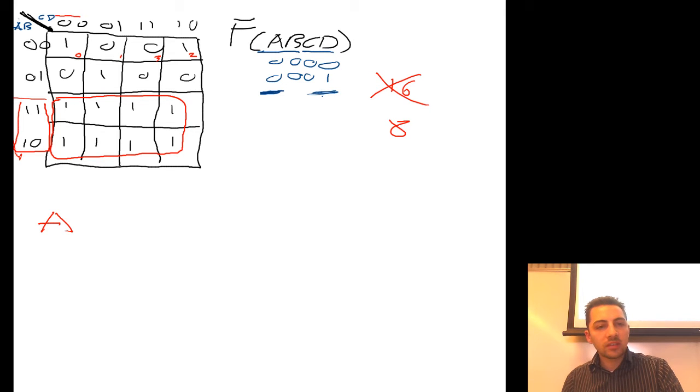What about what's common to these 4 columns? Is C common? Is D common? Is anything common? No. That's it. That's all it is. It's just A. Okay. Then we circle the rest of the groups of 8 here. What's the next group of 8? There is none. We're done.